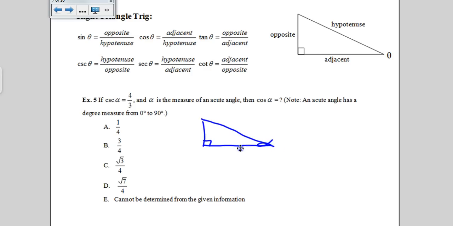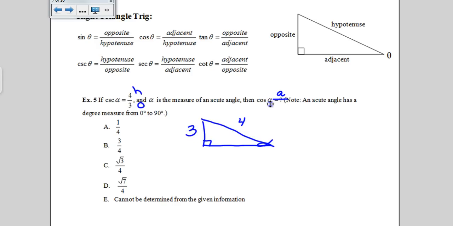So the cosecant of alpha is 4 over 3. And remember, cosecant's formula is hypotenuse over adjacent. So the hypotenuse I'm going to have to label as a 4, and the adjacent side I'm going to label as a 3. Well, they want to know cosine, and remember cosine is adjacent over, oops, I messed up, excuse me, back up. Cosecant is hypotenuse over opposite. I need to fix this. So the 3 should really be on the opposite side.